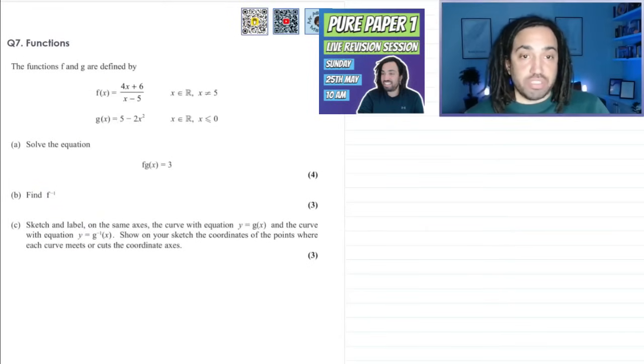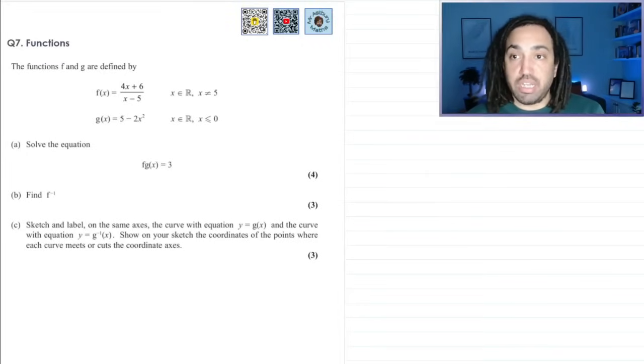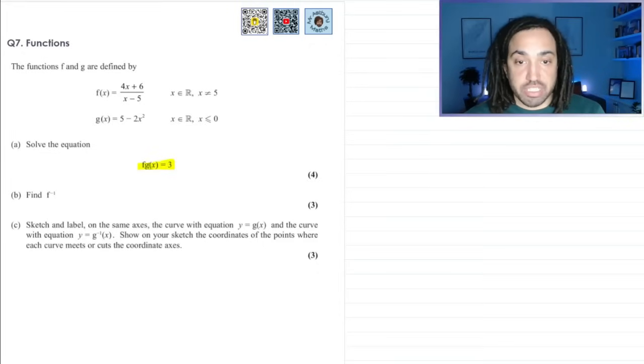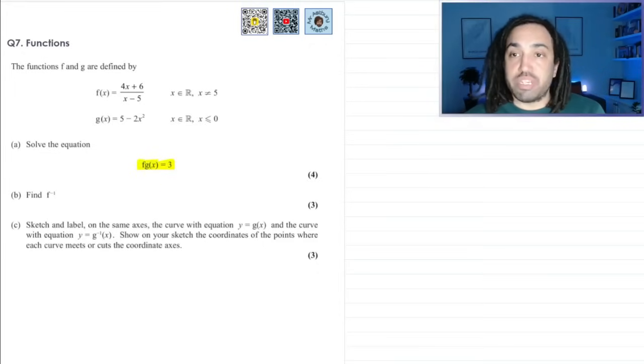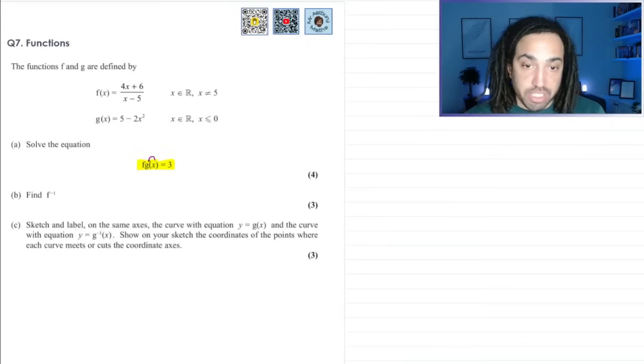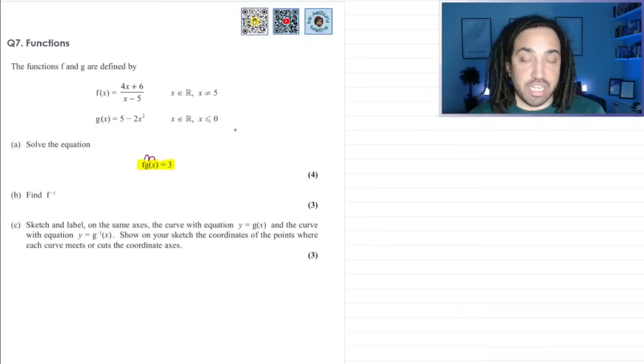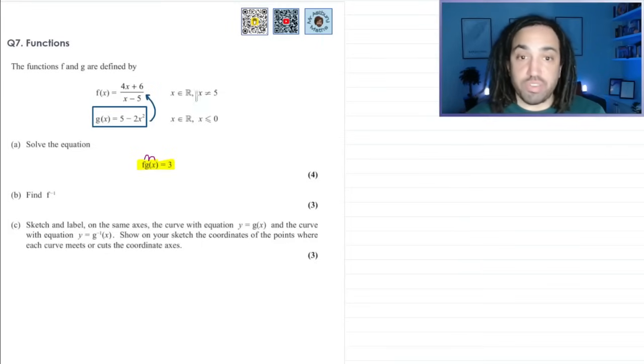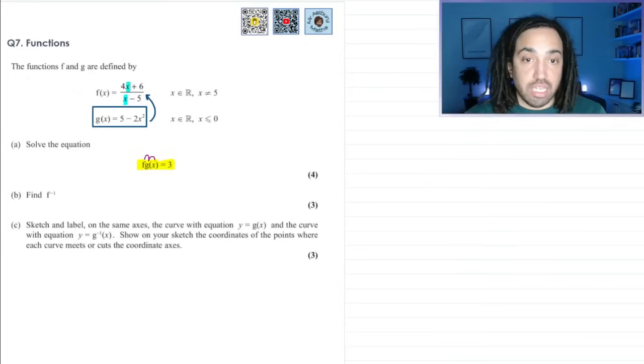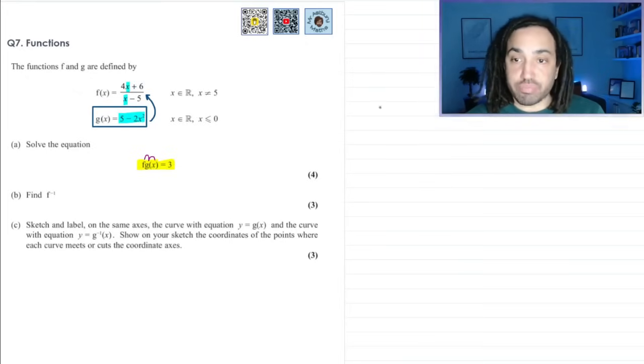Question number 7. The functions f and g are defined as given. Solve the equation f of g is equal to 3. So this is a composite function. What we need to remember is that we need to take x, put it into g, and then put that into f. So putting x into g just gives us g of x, which is this, and then we need to sub in to this function. So we need to replace all of the x's with 5 minus 2x squared.